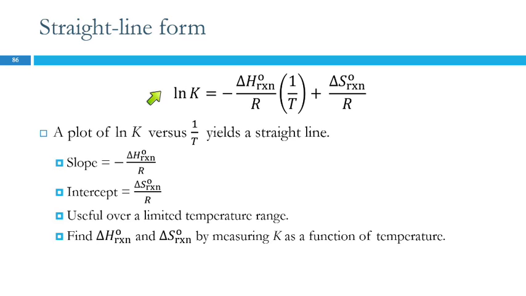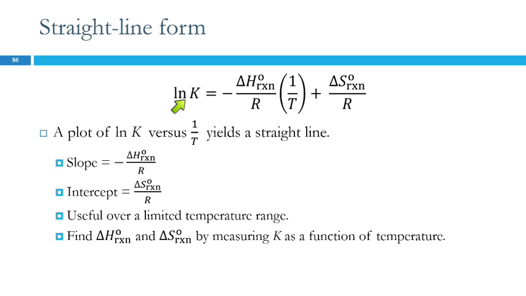This is the straight line form. So here we could plot the natural log of K versus 1 over T. 1 over T is x, natural log of K is y, and we're going to get a straight line, and we can find the equation, and the slope is equal to negative delta H over R, and the intercept is delta S over R. Now, does that sound a little familiar? Yeah, we had an equation earlier that took the same form, right? The letters are different, but the idea is exactly the same.